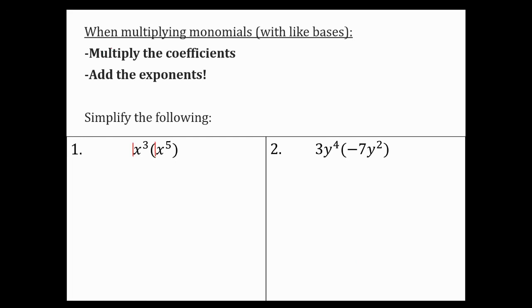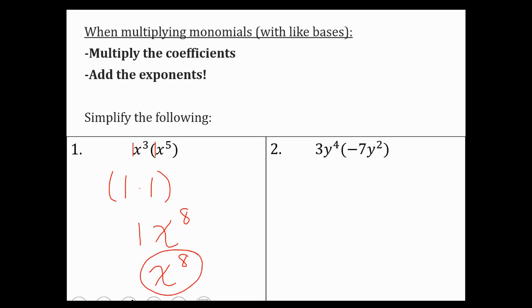So now, first step, multiply the coefficients. We're going to multiply these numbers in front. 1 times 1 gives us 1. Now we have to add these exponents. We have 3 plus 5, so that's going to give us 8. Now we don't really need to write the 1 here, so I'm going to just rewrite my answer here, x to the 8th. And that's it.